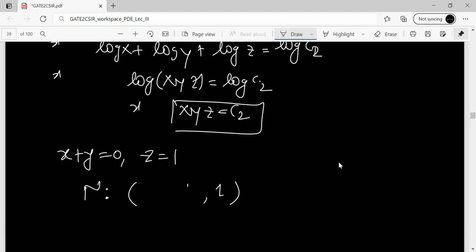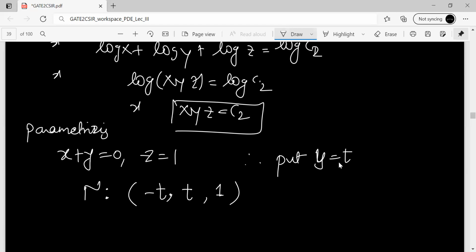I'll be putting y equal to t. Okay, so just to parameterize the curve, nothing else. I'm just parameterizing. Whatever curve we are given, just parameterize first. So parameterizing x plus y equal to 0, z equal to 1. So just put y equal to some t, and then z is 1, y is t, so x will be from here minus t. So you have parameterized the curve.